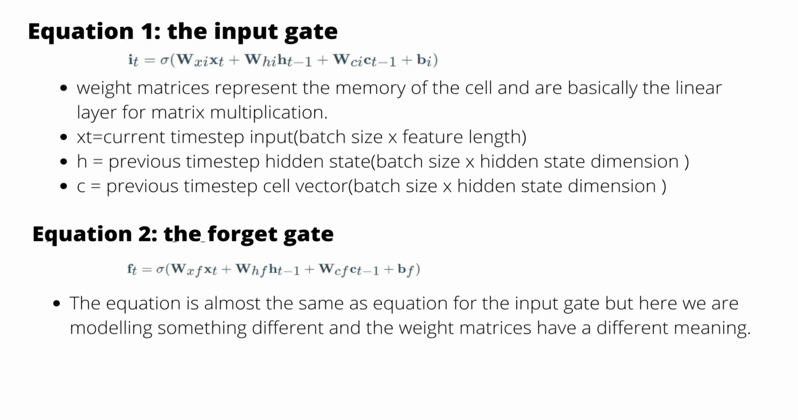So in equation 2, we saw the forget gate. The equation is almost the same as the equation above that you saw for the input gate, but here we are modeling something different and the weight matrices have a different meaning. But it is also taking the current time step input, the previous time step hidden state and the previous time step cell vector. So that is something that is the same.